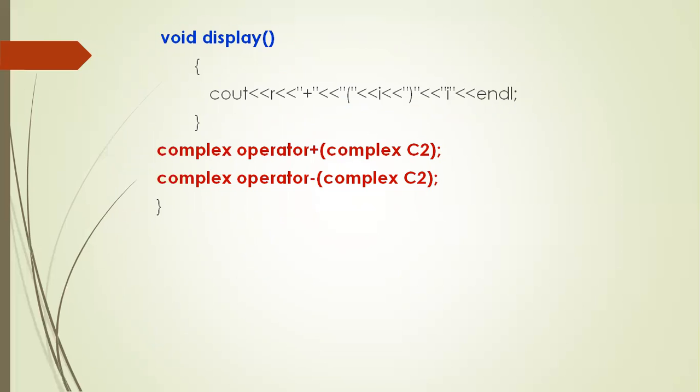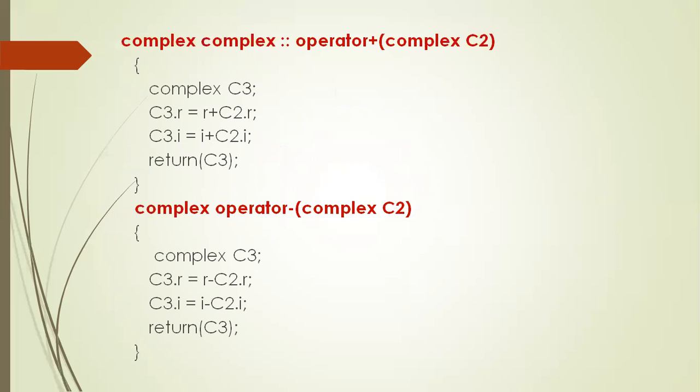Since you are overloading a binary operator using a member function, one object is necessary. So the second object is C2. You can give only C2 or you can give C1 also, no problem. But only one of them should come here. Then complex operator minus complex C2. Next two you can write on your own. Complex operator star complex C2. Complex operator slash complex C2. That you can do on your own.